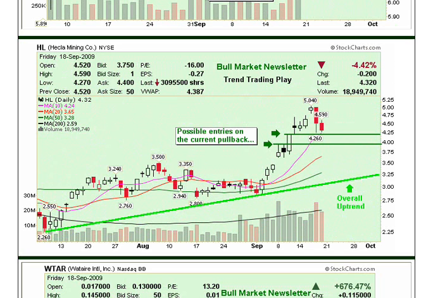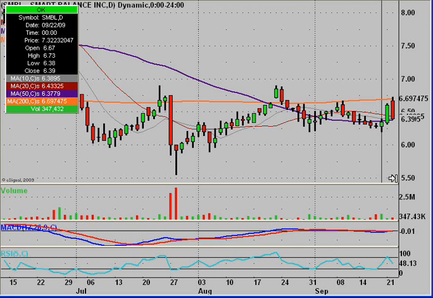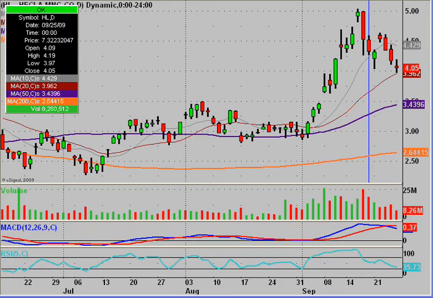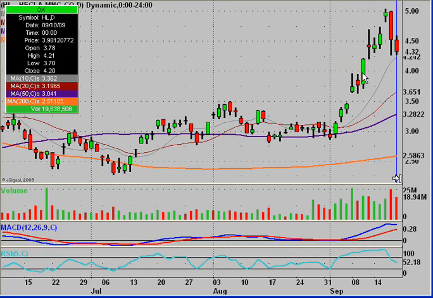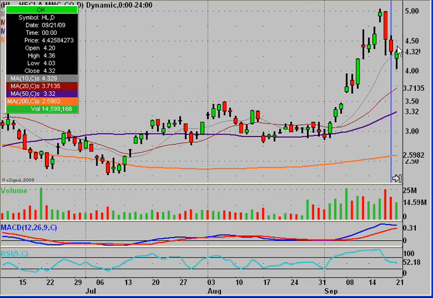So let's see how this one played out. And like I said, this one was a winner for us. Pull up this one. You can see this was the day we announced it. We had these 2 levels here that we pointed out as possible entries on any pullbacks, and sure enough, this first day it dropped down. So if you would have been waiting right around this area as we recommended, you would have been filled.